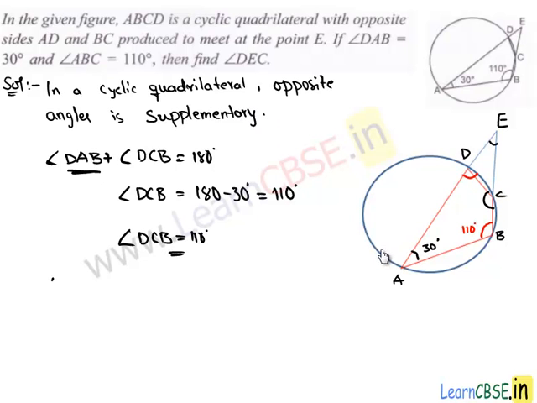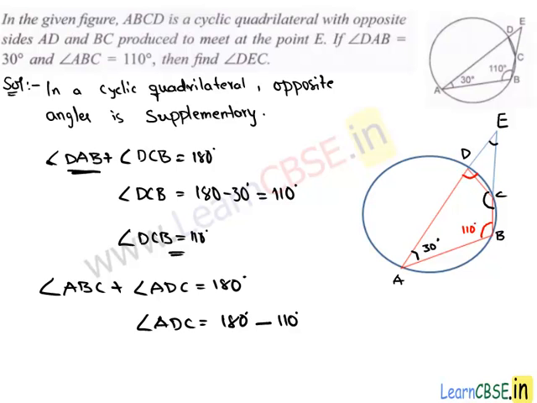Similarly, we have angle ABC. To this angle ABC, angle ADC is opposite, and their sum must be 180 degrees. Angle ADC is equal to 180 minus angle ABC, which is 110 degrees, and it is equal to 70 degrees. Thus we get the angles. Using these angles, we have to find the remaining angles of triangle DEC.